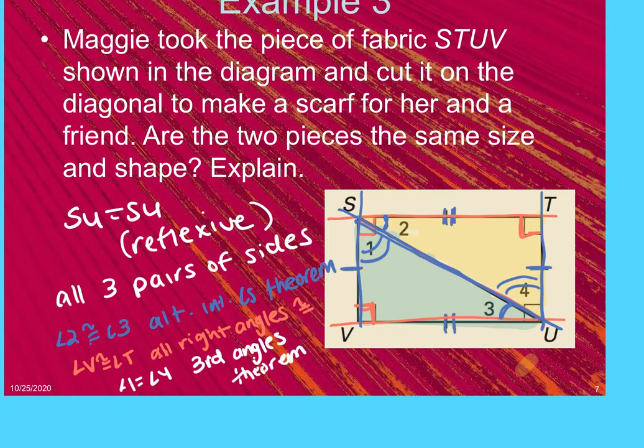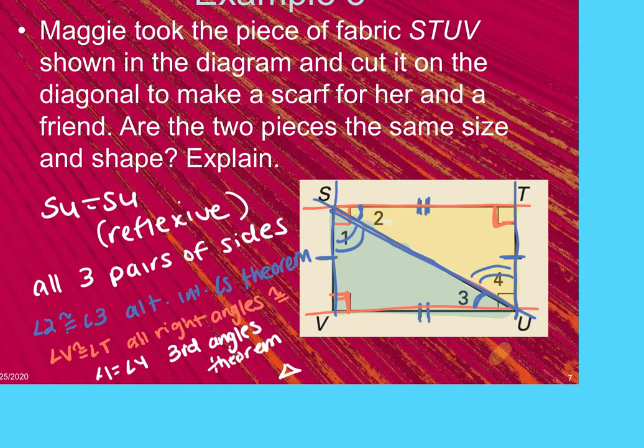And then once I know that, the triangles are congruent, and that would be the definition of congruent polygons, if all 3 pairs of angles are congruent and all 3 pairs of sides. So we will eventually get into proofs on these, but this one just said loosely explain.